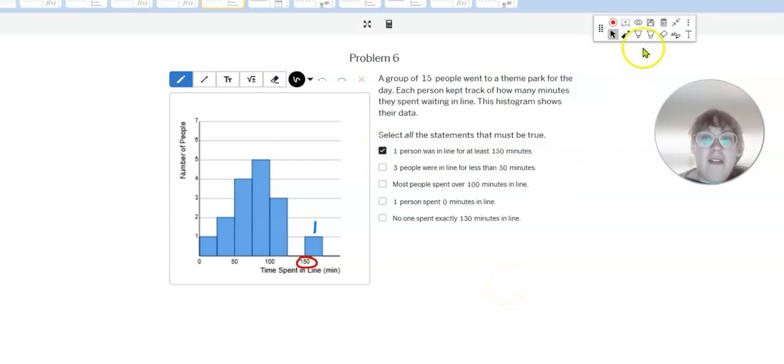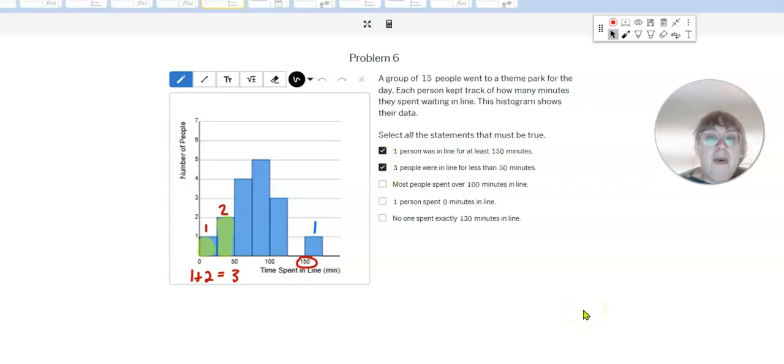3 people were in line for less than 50 minutes. So less than 50 is going to be this bar and this bar. So we have 1 person and 2 people. And yeah, 1 plus 2 gets us 3 people. Beautiful.